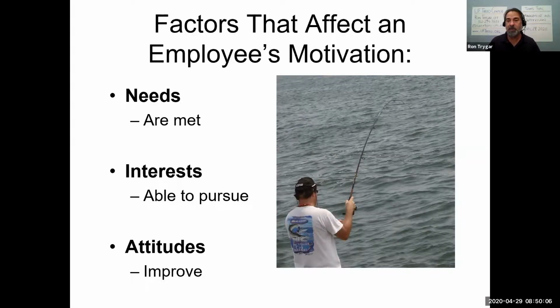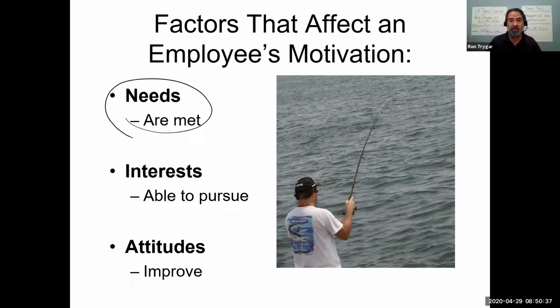All right, so factors that affect an employee's motivation. Now, Maslow also found some of these things. We also found this through the Hawthorne studies, that an employee's motivation and their morale tend to be better when the employee feels like their needs are met. They have a sense of job security. They're receiving a good paycheck. They're able to pay their bills. They have a sense of security at their facility.